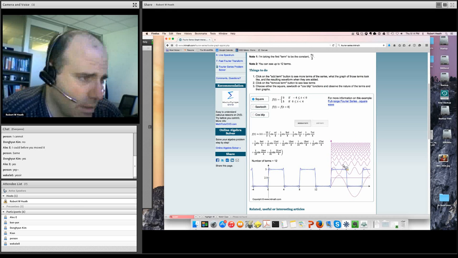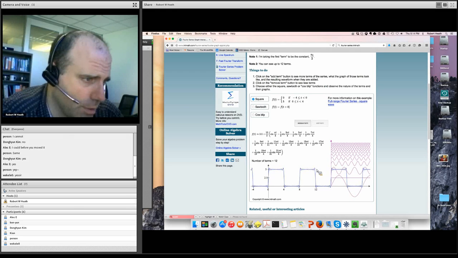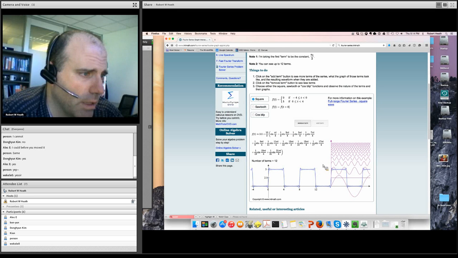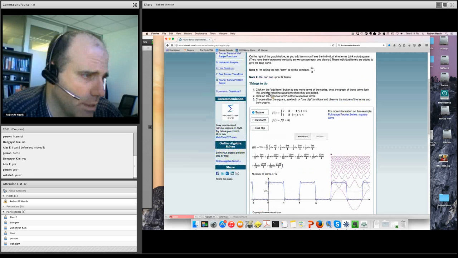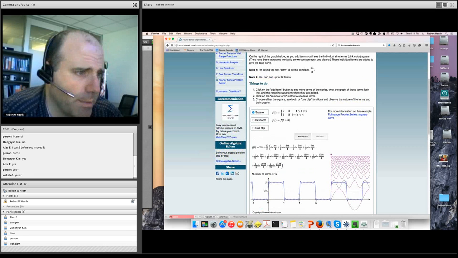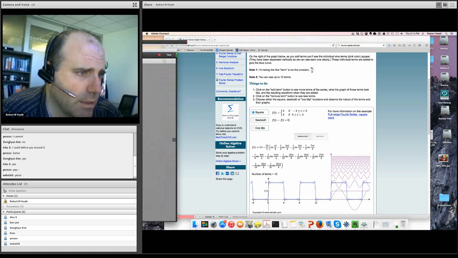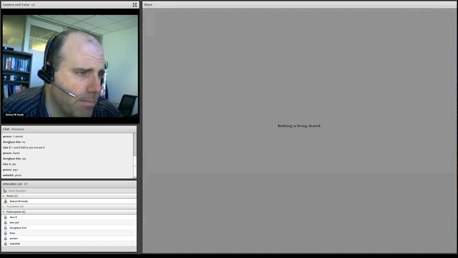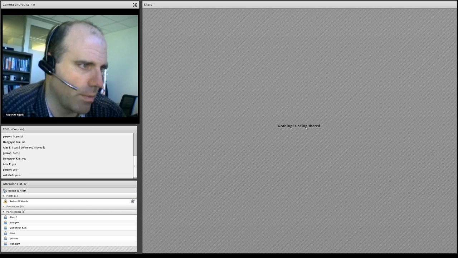Now, this is a classic example because if you see on the screen, there's a little blip right here, and that little blip gets narrower and narrower, but actually doesn't go away. That's something called the Gibbs phenomenon, and we're going to talk about that in the next lecture. But basically, this is due to the discontinuity in the square wave.